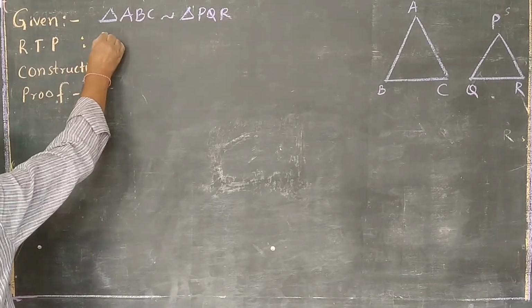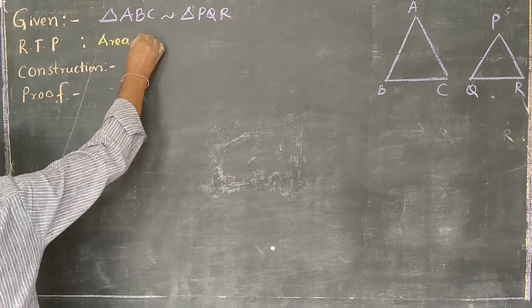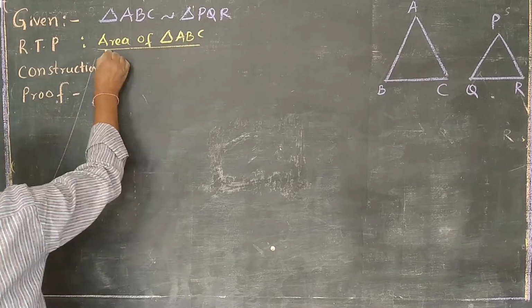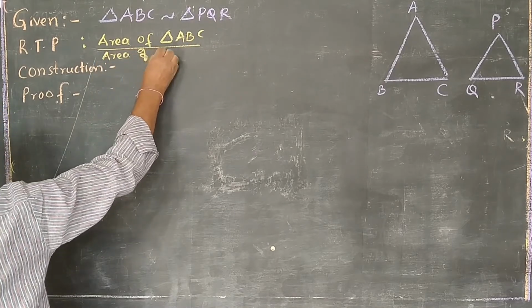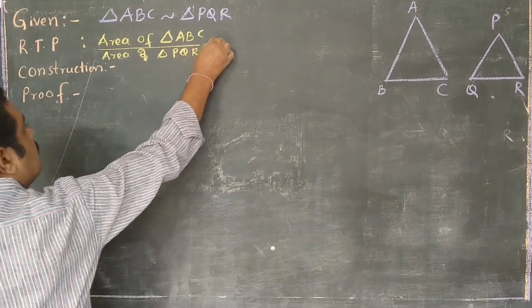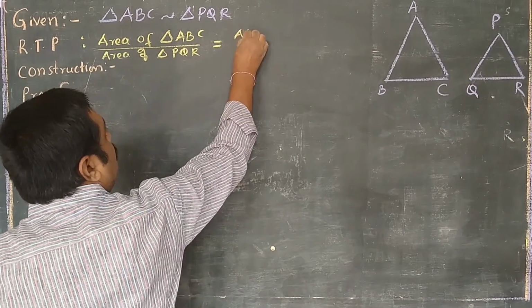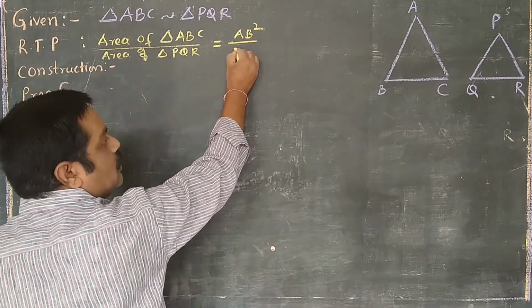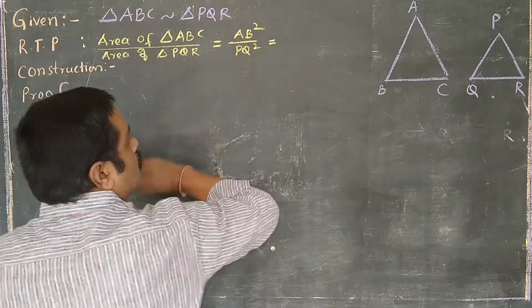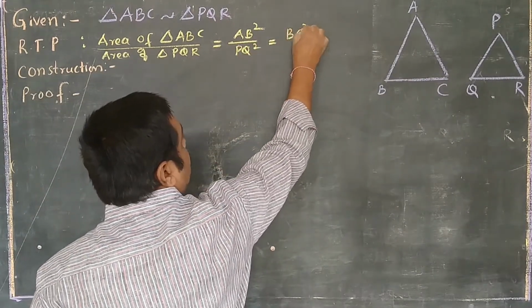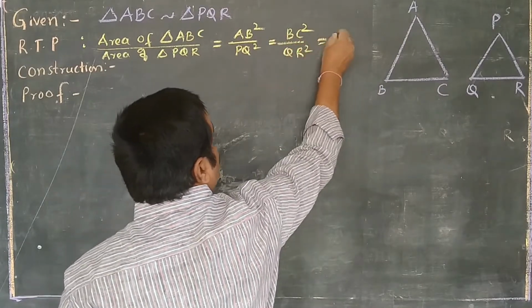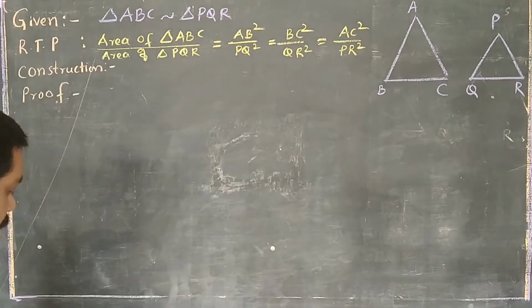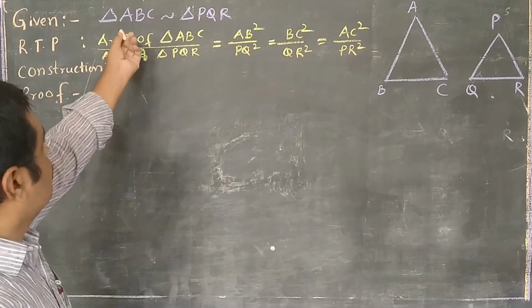Required to prove: area of triangle ABC by area of triangle PQR is equal to the ratio of squares of their corresponding sides, that is AB square by PQ square, which is equal to BC square by QR square, which is equal to AC square by PR square. Listen carefully, Nana. It is asking about areas.